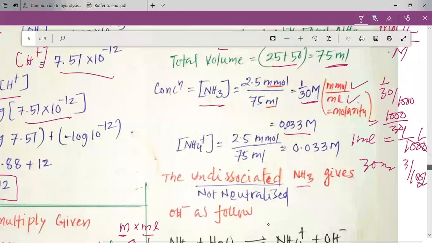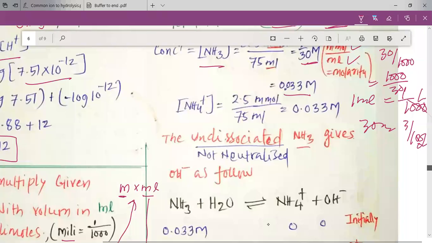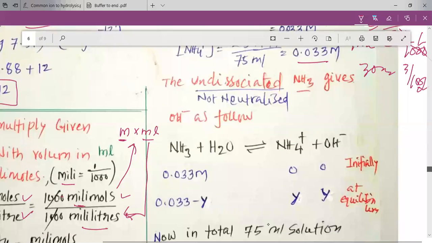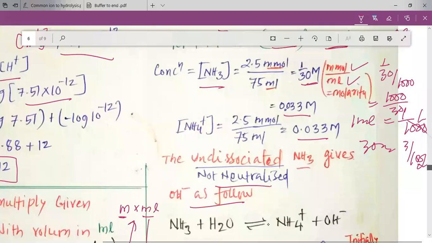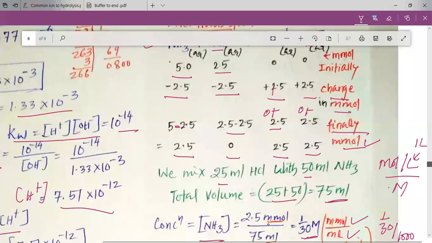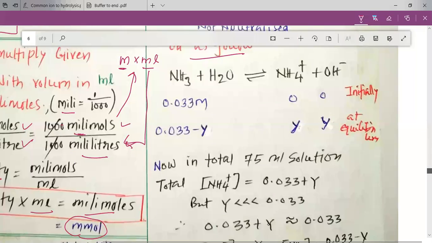Same way, my dear students, for NH4 plus also we get 22.5 millimole divided by 75 millimole, that is 0.33 mole per liter. Now the unneutralized ammonia gives us OH minus as follows. You can see that during the neutralization process we still have 2.5 millimoles of ammonia left with us, which reacts with water to produce OH minus.